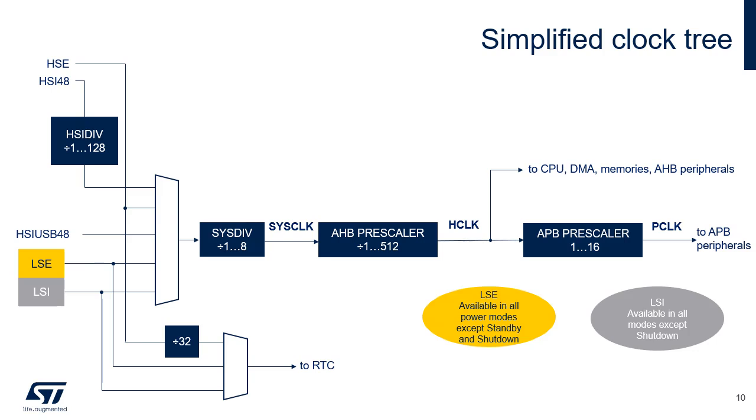The AHB clock, called HCLK, is obtained by dividing the system clock by a programmable prescaler. The APB clock, called PCLK, is generated by dividing the AHB clock by programmable prescalers. The RTC clock is generated by the low-speed external 32.768 kHz oscillator, LSE, the low-speed internal 32 kHz RC oscillator, LSI, or the HSE divided by 32.